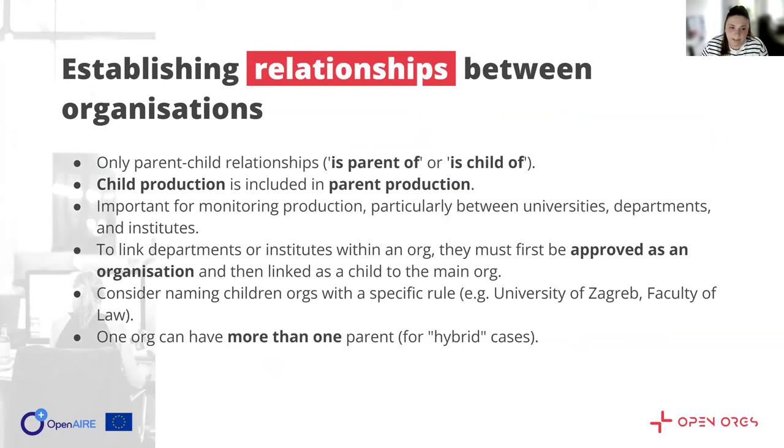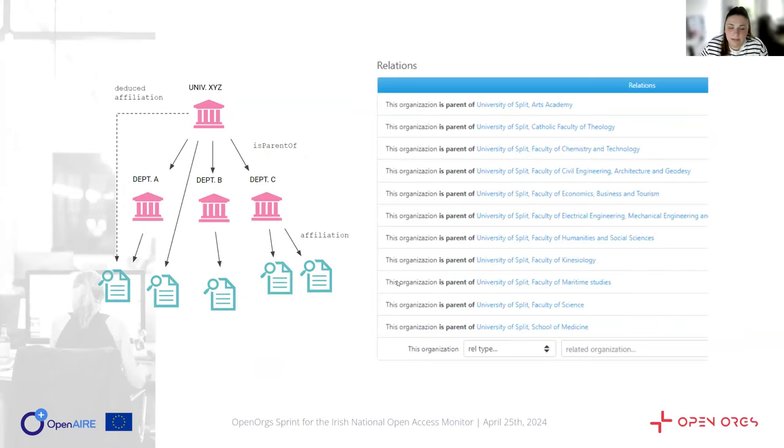The final set of data we can complete involves relationships, as I said. Here you can include parent-child relationships, meaning you can add a superior and a subordinate institution. We will go into details about this in the next sprint. So this essentially means that when an organization is designated as a child of another, all of its outputs are included in the parent organization's production, which is visible on other OpenAIRE portals.